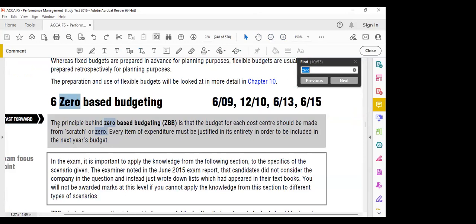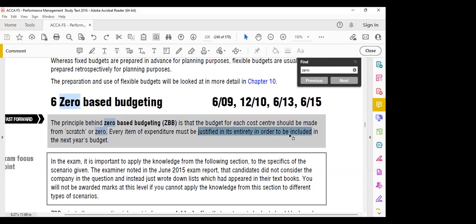The principle behind the zero-based budget, referred to as ZBB, is that the budget for each cost center should be made from scratch. So there's no formula. Every time they make new budgets. Of course, it is costly and time consuming, but it has benefits because it is more in-depth and more questioning, and it is an eliminating exercise. So every item must be justified in order to be included in the next year's budget. So zero-based budget doesn't take anything for granted.